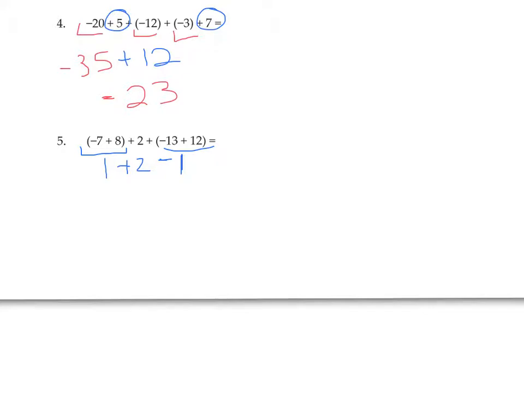Okay, now here we could do the same thing. Positive 1 and positive 2 make positive 3. We still have this negative 1. These are opposite signs, so they subtract, and you take the sign of the larger one. Or you could think about it like a battle. Positive 3 guys going up against negative 1 guy. Well, the negative 1 guy is going to cancel off one of these guys, and we're going to be left with positive 2 guys left.